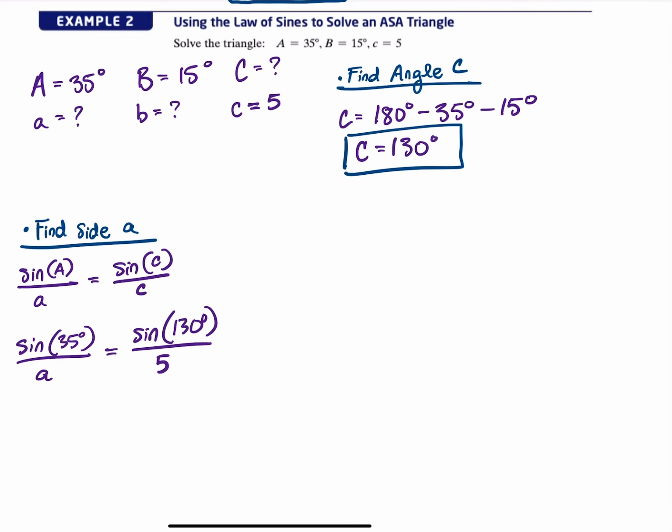So rearranging for A, we're going to be multiplying this A over and then multiplying this 5 over here and then dividing by the sine of 130. Just doing a few steps in one. We should end up with A being equal to 5 times the sine of 35 degrees divided by the sine of 130 degrees. So just a little algebraic manipulation, just flipping things around. Plugging all that in degree mode and doing a little rounding should get that A is approximately 3.74.